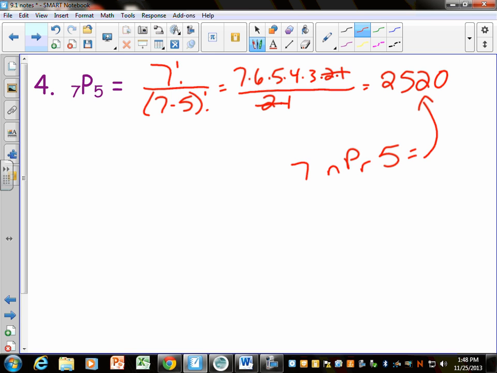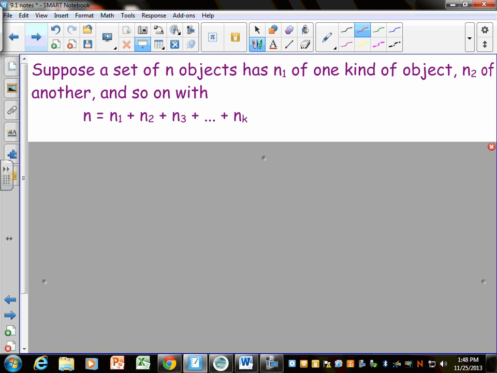A couple other little formulas that we have. It's kind of a lot of writing, but what if you take an object and it repeats itself? So it says, suppose a set of n objects has n1 of one kind of an object and n2 of another. Kind of looks really crazy. So mostly this has to do with words. What if you have a word that repeats itself?